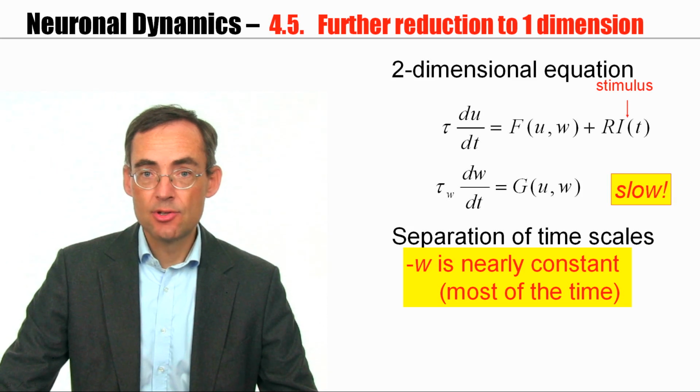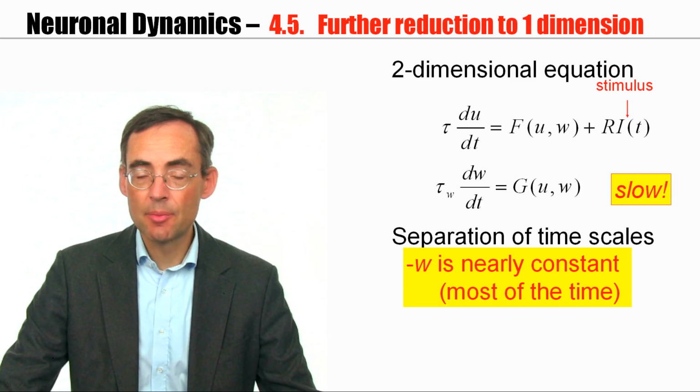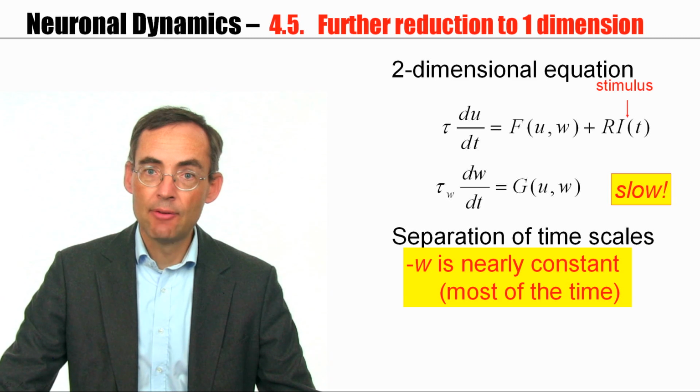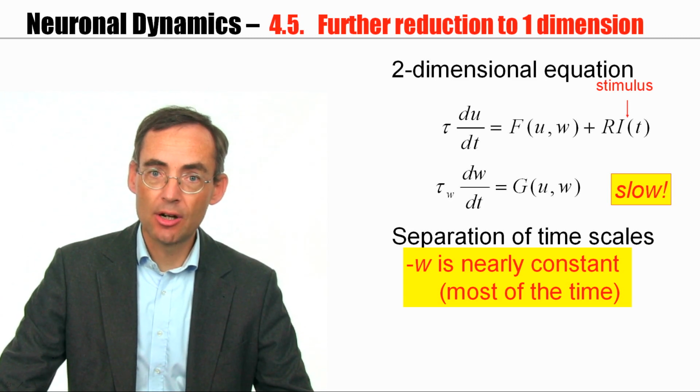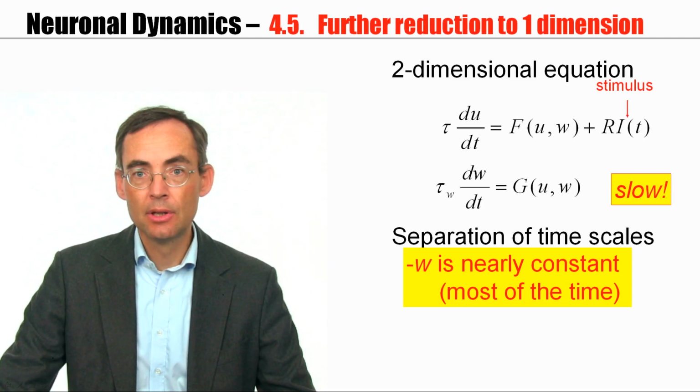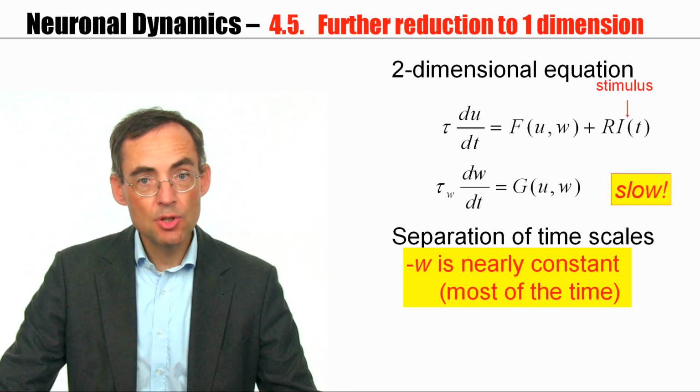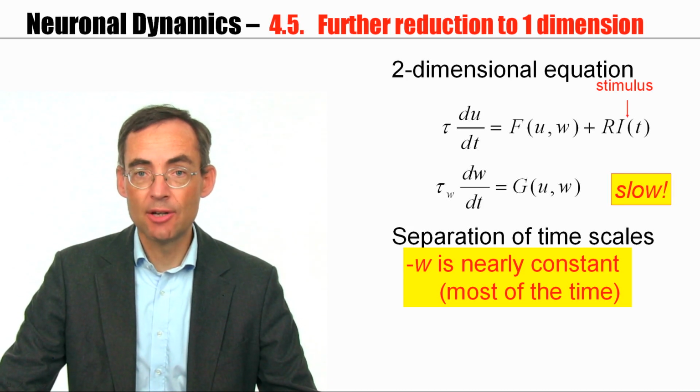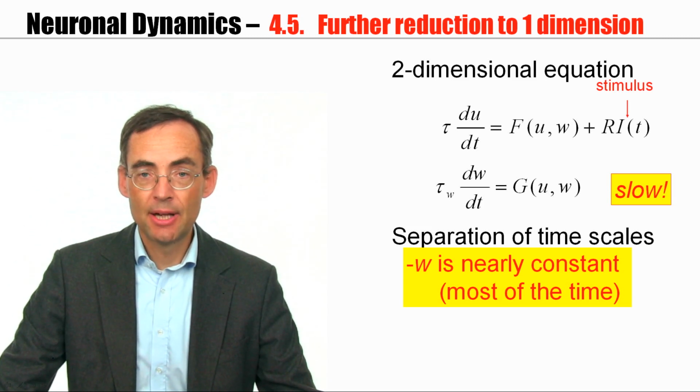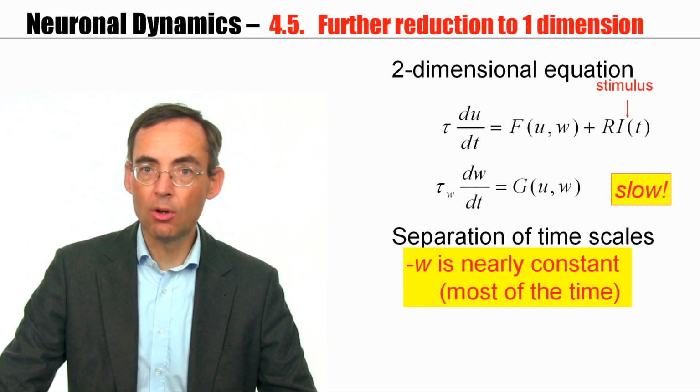In order to make this transition, I will do yet another separation of timescales. I will assume that the auxiliary variable w is slow, and that means that most of the time w is indeed constant, and we can exploit that. Now, before I go into the mathematical details, let me remind you of the motivation. Why do we do all this?